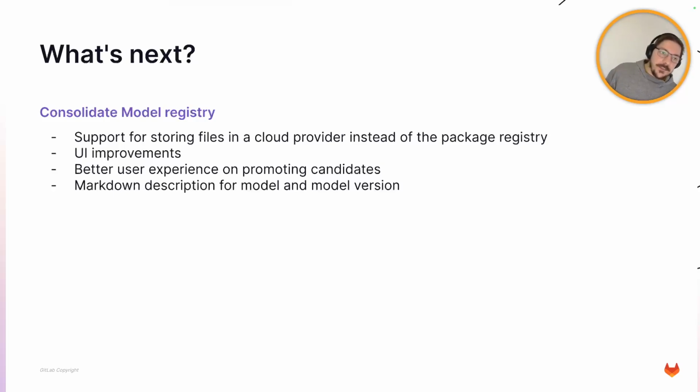General UI improvements. We also want to provide a better user experience when promoting a candidate to a model. For now, I used the Git tag, but we want to allow data scientists to be able to do this through the UI itself, not through Git. And better markdown description for both model and model version. So think model cards, or that report that I showed could be the description of the model version itself. So these are our priorities for the next months.